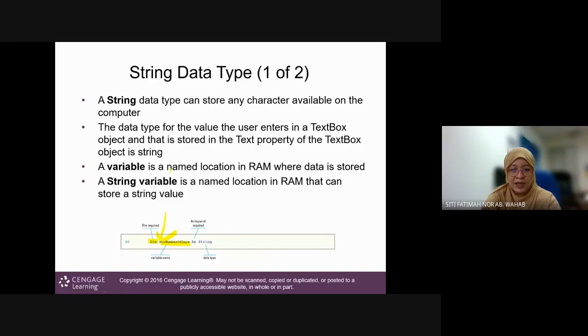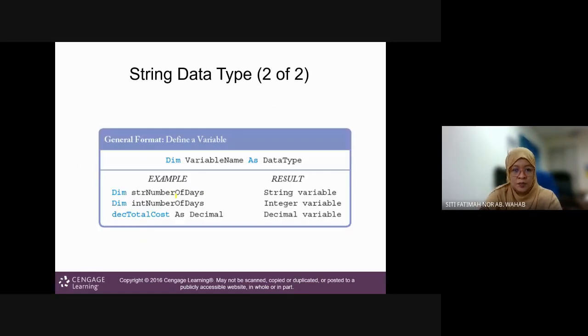Okay, a variable is a name location in RAM where data is stored. A string variable is a name location in RAM that can store a string value. So, kalau number tu adalah satu integer, so kita guna int number of days. Okay, kalau ada decimal, kita guna dec. Apa benda nama dia punya variable? Okay. So konsep dia sebenarnya dim variable name as data type. Jadi you all dah belajar dah pun.